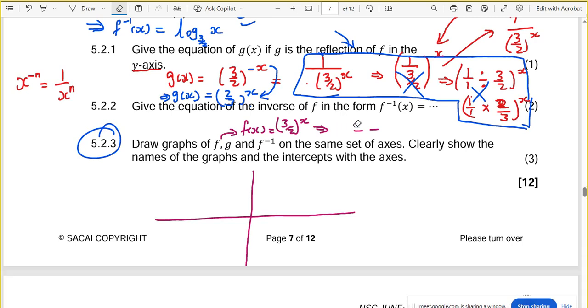And if that's the case, you will have to find what? You will have to find the y-intercept if x is 0. So the y will be (3/2)^0. Any number to the power 0 is 1. So the coordinates will be (0, 1). So the graph is somewhere here. There will be (0, 1). At 1, this is where it crosses the y-axis.